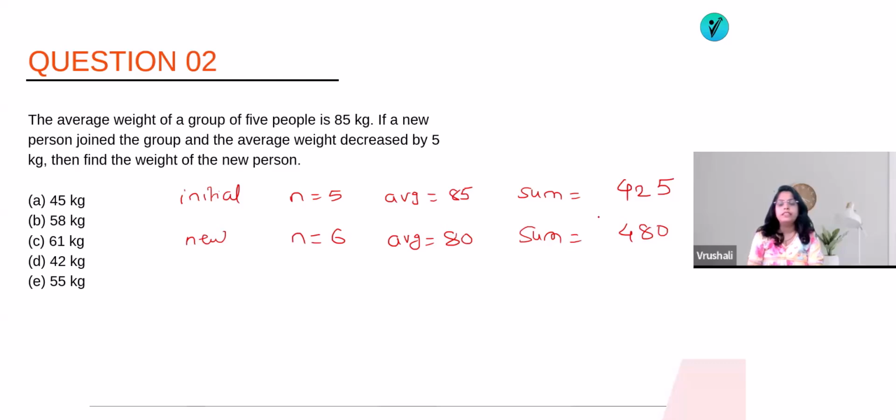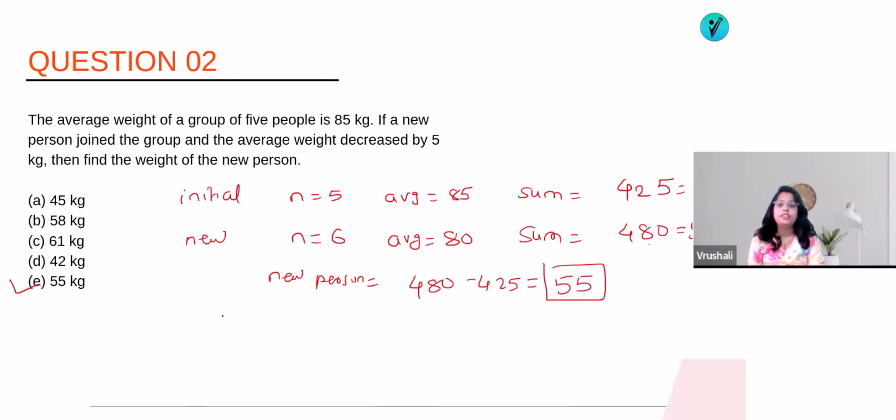So this is the sum when 6 persons are there, and this is the sum when 5 persons are there. This is S6 and this is the sum of 5 persons. So what will be the weight of the new person? The new person's weight will be equal to this difference, that is 480 minus 425, which is equal to 55. So your answer will be option number.